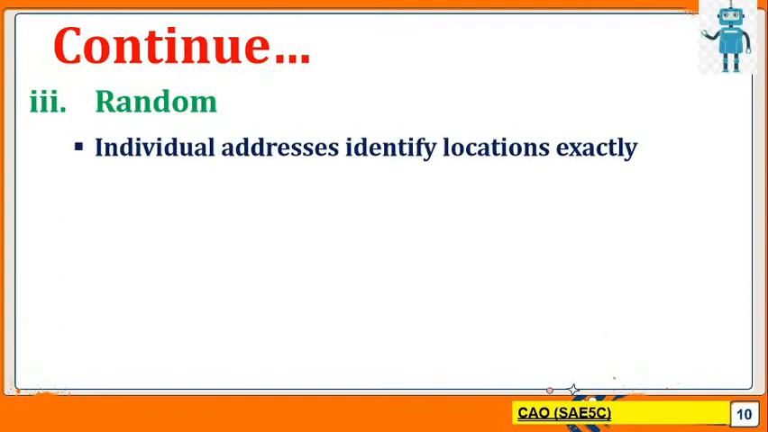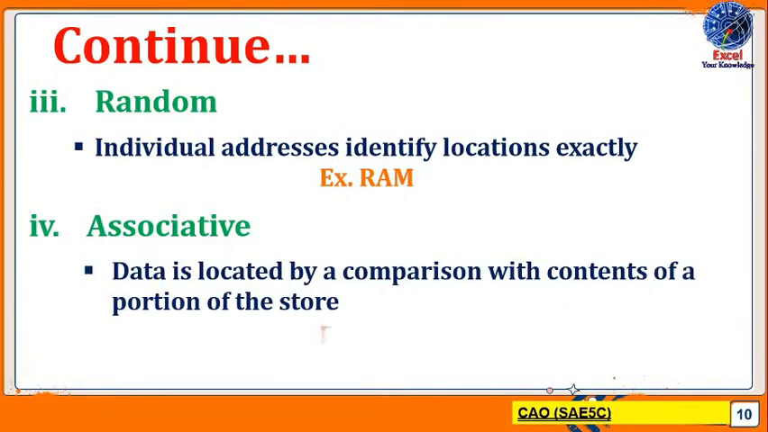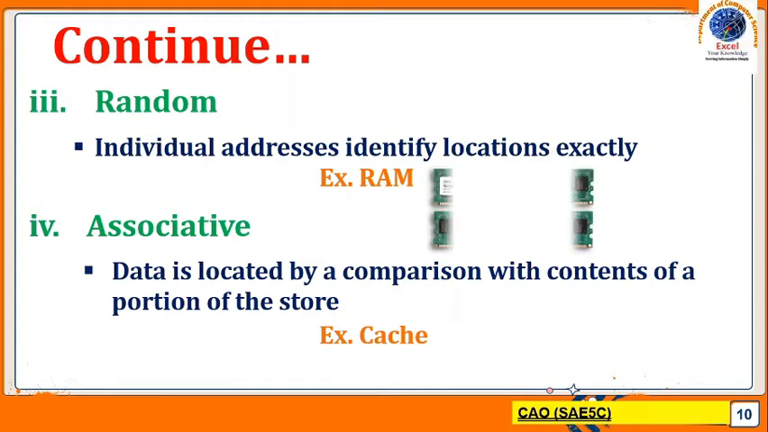The next access method is random access, where we can access the data randomly, for example RAM, random access memory. The next one is associative, where we can take the example of cache memory, where the data is located by comparison with the contents of a portion of the store. It compares with the contents of the stored data.